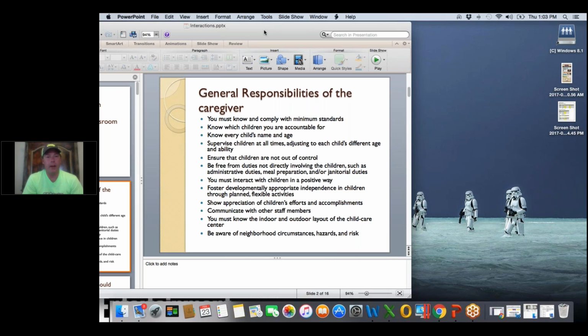Of course, all caregivers need to know and comply with minimum standards so that once again, when we communicate and interact with children, we're doing it in a way that we're keeping them safe, healthy, in compliance. We're keeping our school in compliance. And I know that several weeks ago I did email out a copy of the standards to everybody because it's important that you're familiar with these rules.